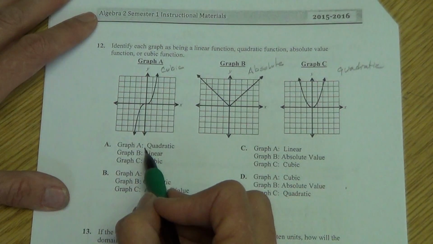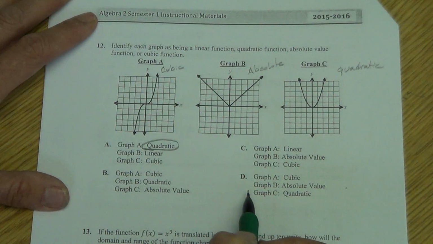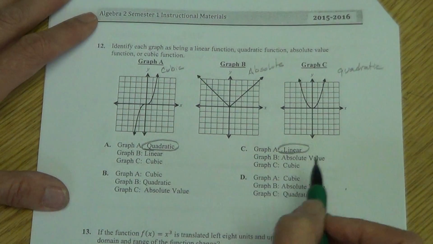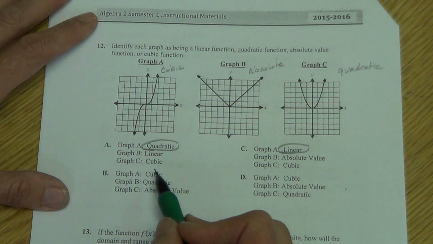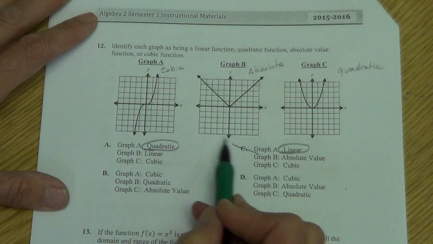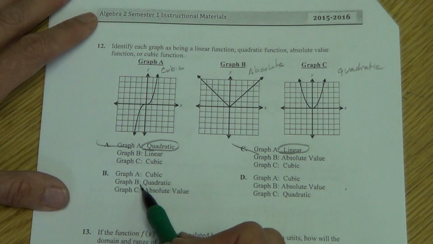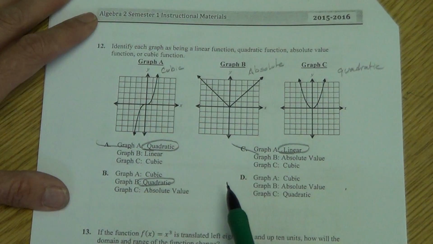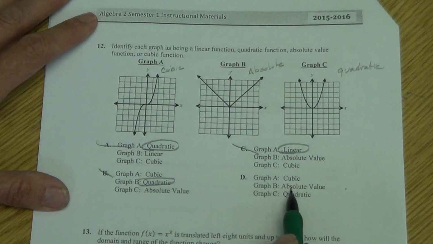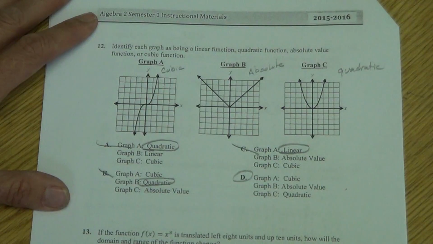So here, they say A is quadratic, that's wrong. They say A is linear, that's wrong. Now they say A is cubic, so we're good. So that marks those two out. Okay, now absolute value. Oh, here they say that B is quadratic. It's not. Absolute value is what it is. Okay?